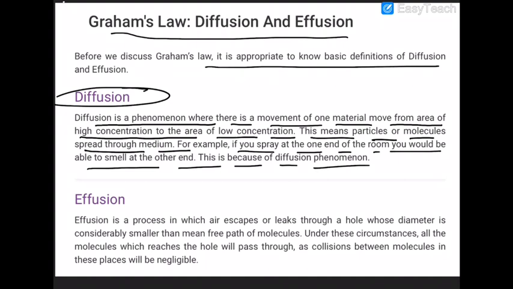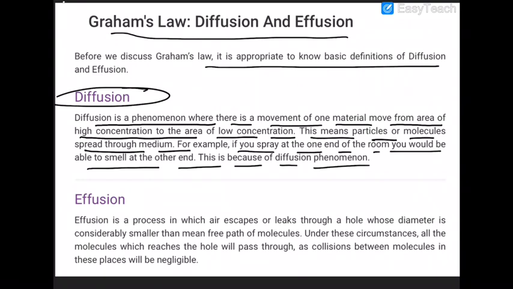For example, if you spray perfume at one end of the room, you will be able to smell it at the other end of the room. This is because of the diffusion phenomenon. The person standing at the other end of the room is able to get the smell also. Why? Because the particles will diffuse, going from a region of high concentration to a region of low concentration.